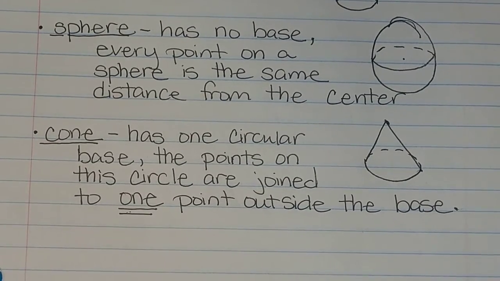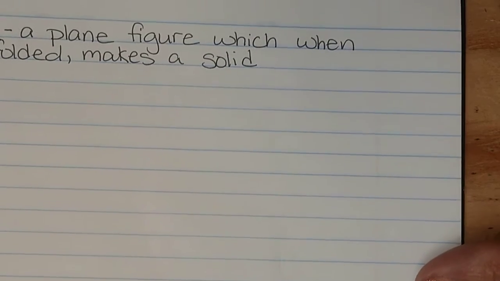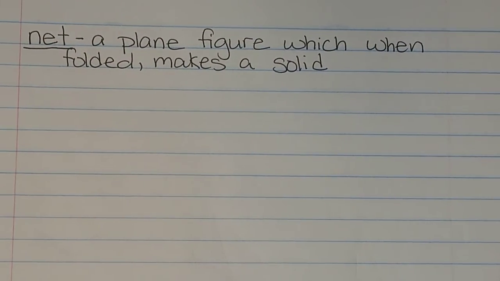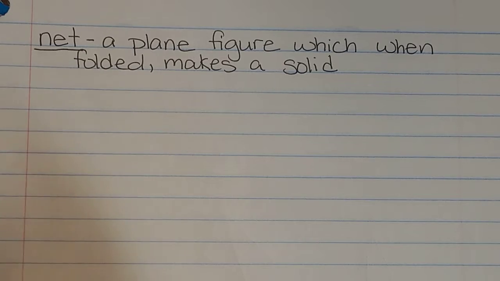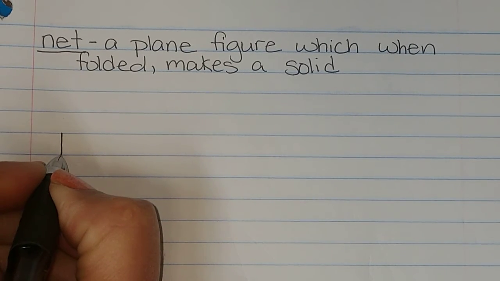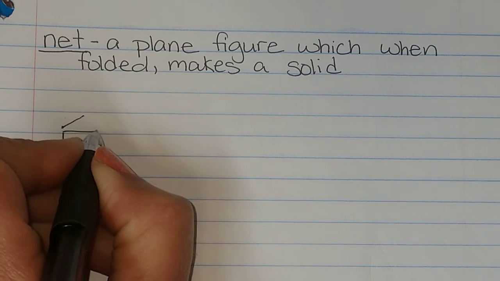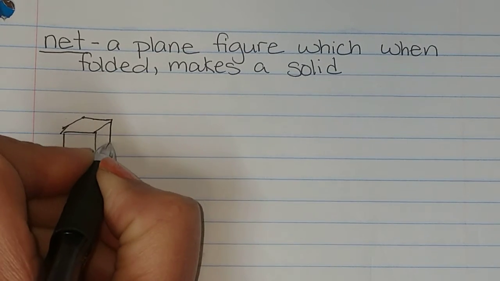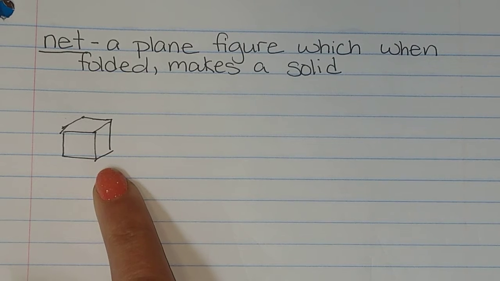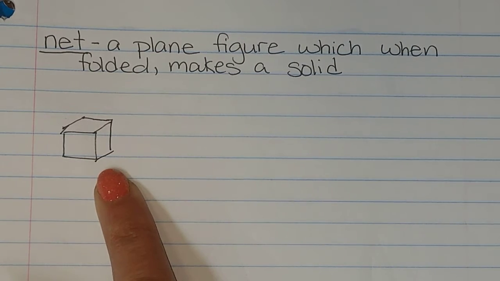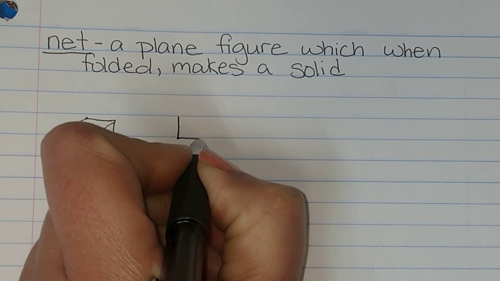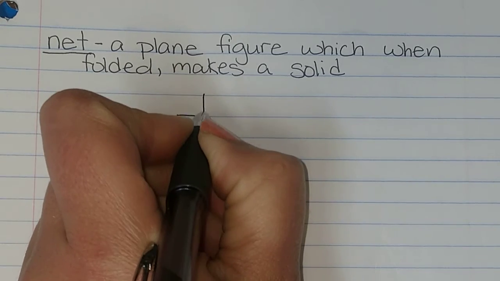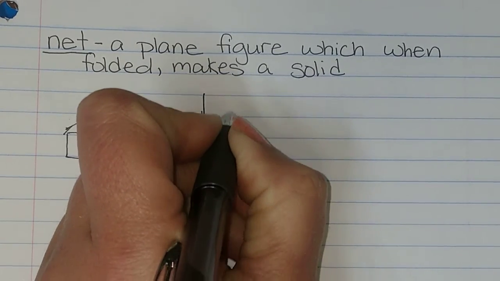Next in this lesson, we're going to go over what a net is. Not like a fishing net, but a net, which is a plane figure that, when folded, makes a solid. Now, what does that mean? Let's say I had a cube, and I wanted to unfold this cube. Well, one way I could unfold it would be like such.